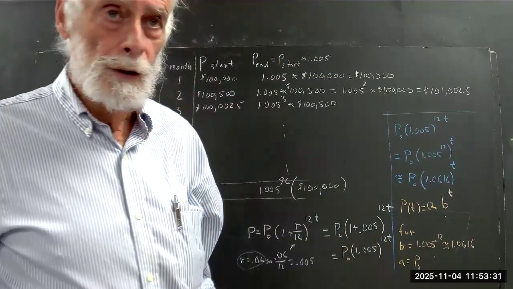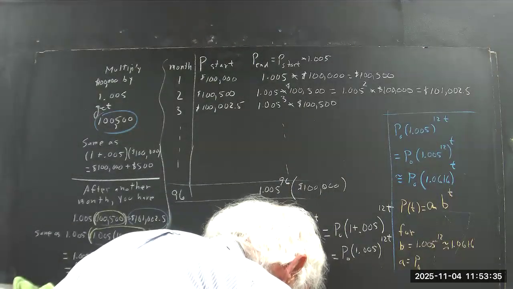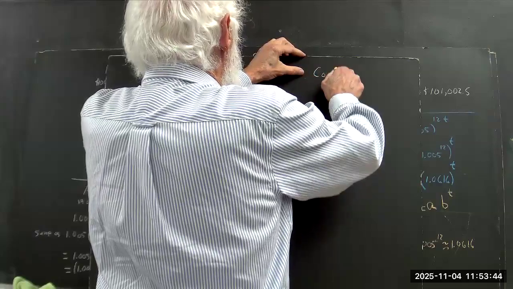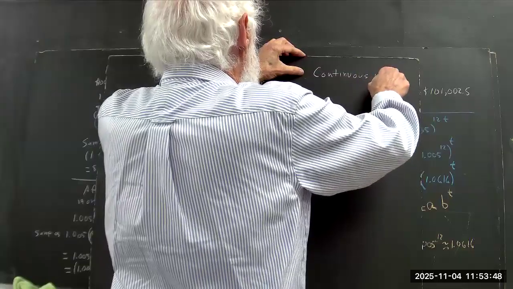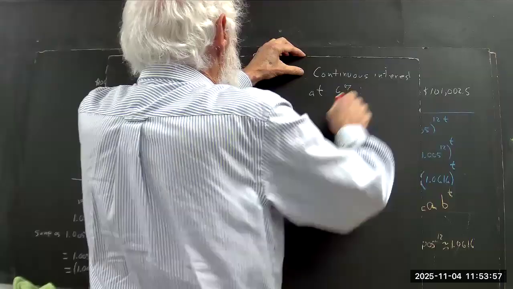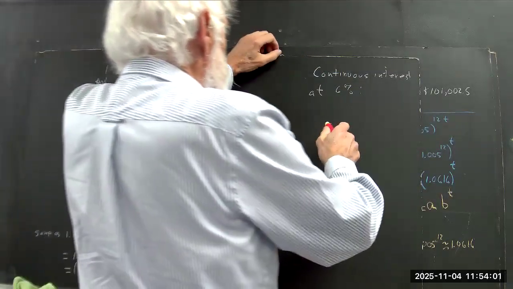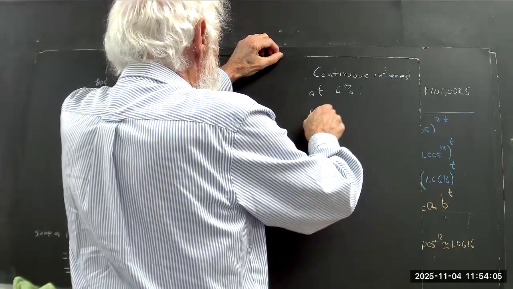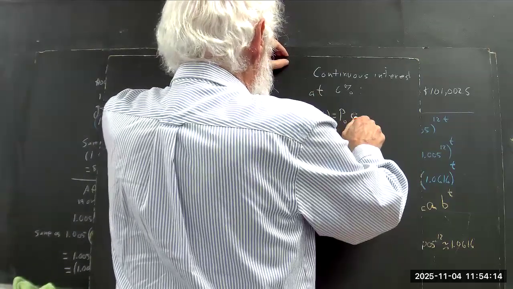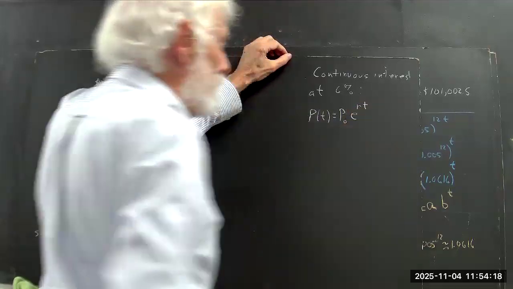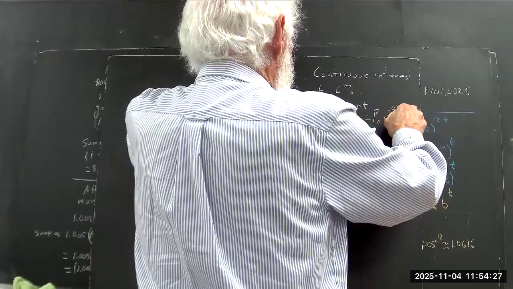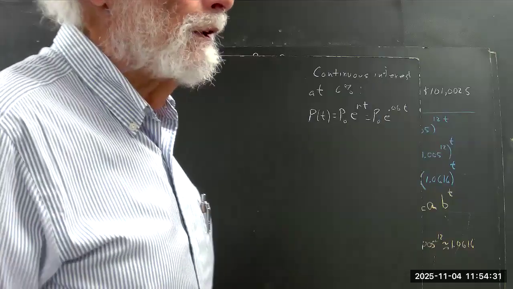There's this thing called continuous interest. Continuous interest of 6% is P of T equals P naught times E to the RT, which is P naught times E to the 0.06T.